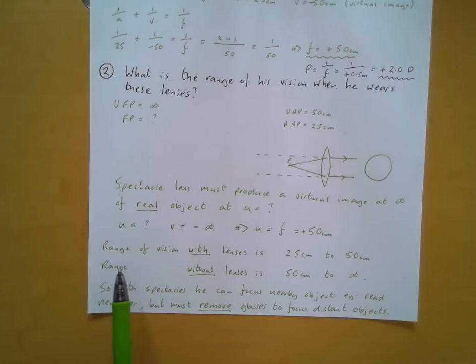So that means that his range with the lenses is from 25 only to 50. So the far point has been brought in from infinity to 50 centimeters. So the range is pretty constricted. The range without lenses was 50 to infinity. So this means that with the spectacles, he can focus successfully on nearby objects, for example to read with, but because the range is so constricted, he must remove his glasses to focus on distant objects.